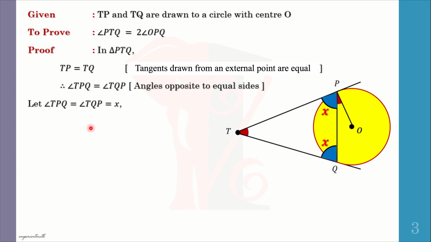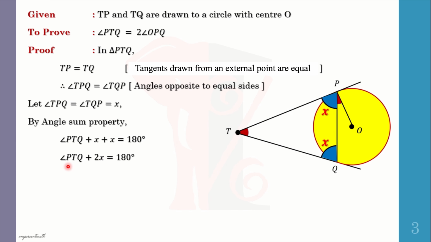Then I'm going to take the concept of angle sum property. What is angle sum property? When I add all three angles of the triangle, I will get 180, correct? So as per that, angle PTQ plus x plus x will give me 180 degrees. So I'll write it as angle PTQ plus 2x equals 180. Then we'll transpose the 2x to the other side. So plus 2x becomes minus 2x. We keep this as equation 1.